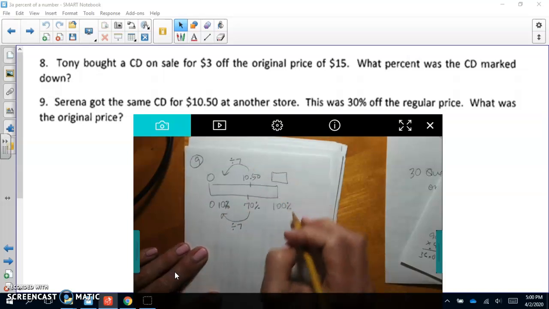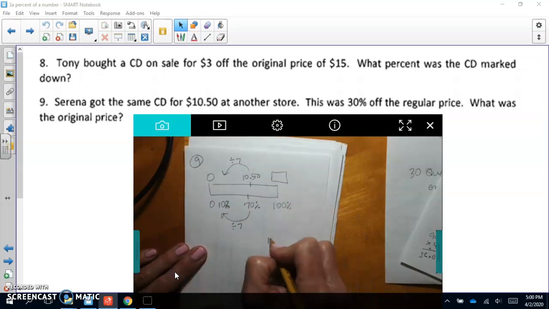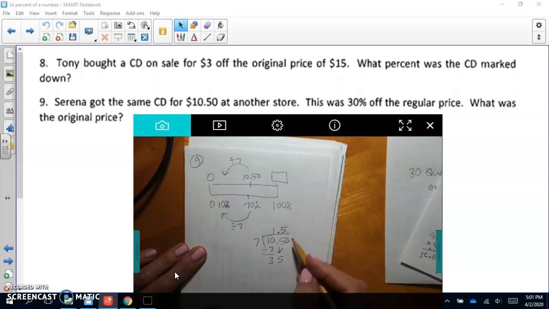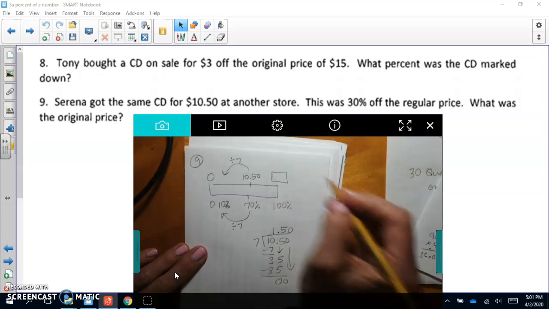I don't know what 1050 divided by 7 is, so let's do the math over here. 1050 divided by 7. Well, 7 goes into 10 once, with a 3 left over, and bring that 5 down. 7 into 35 goes 5 times. Don't forget to put your decimal up. And bring down our 0. 7 into nothing is $1.50.